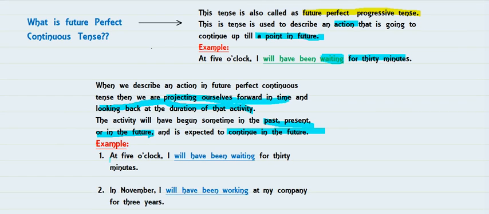The one more example we have here is saying in November I will have been working at my company for 3 years. Now the action over here is to work in a company. The person is saying in November, I will have been working at my company for 3 years. Now the action is working and this action has started already, and the person is telling about the future activity that in November he will have been working. The time duration of his working in the month of November would be 3 years. That is how we project ourselves in future, and this is for a particular duration of time. So this is how we can use a future perfect continuous tense.